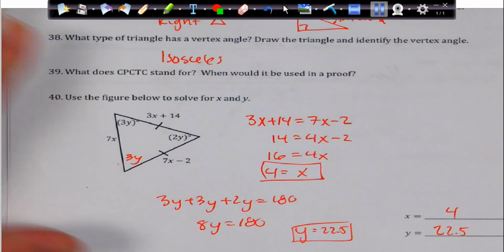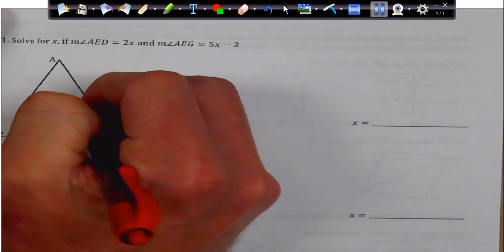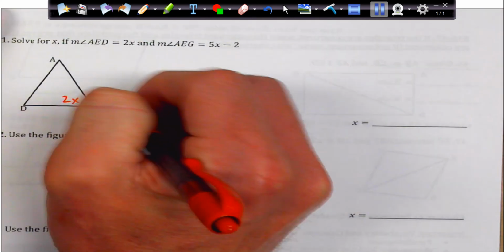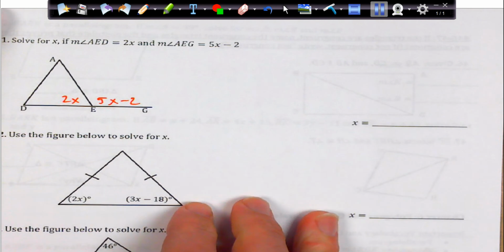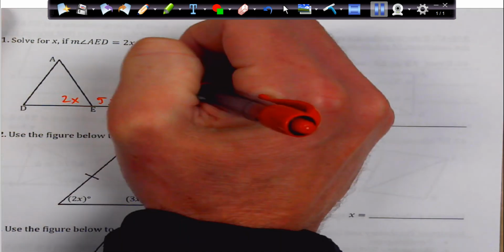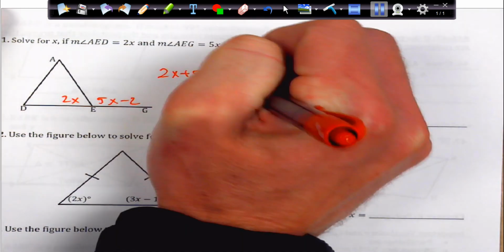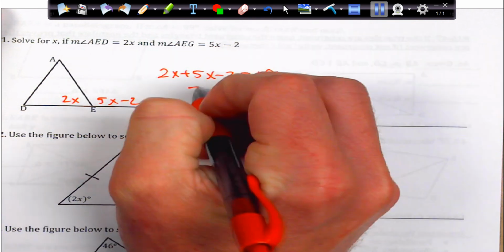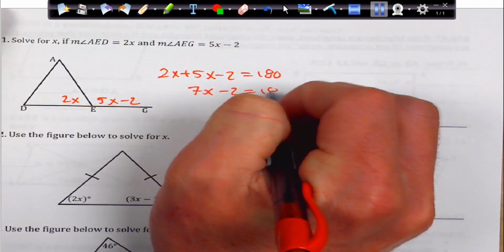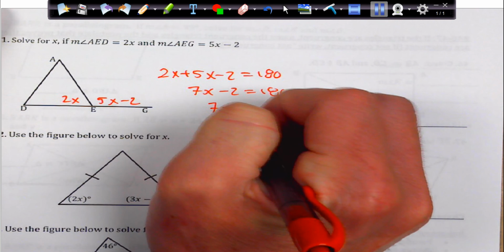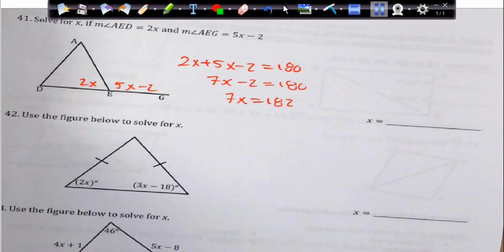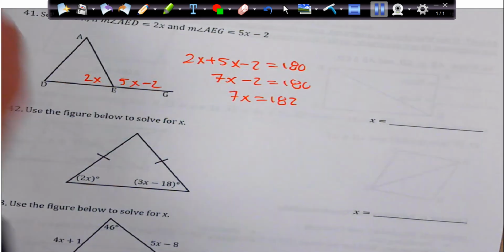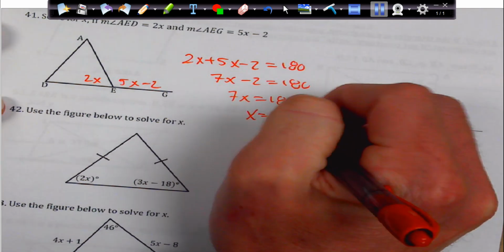All right. 10 to go. AED is 2x, and AEG is 5x minus 2. Those are a linear pair, so we can add those together and set it equal to 180. It's going to be 7x minus 2 equals 180. Add the 2 over, 7x equals 182, and then divide by 7. X equals 26.